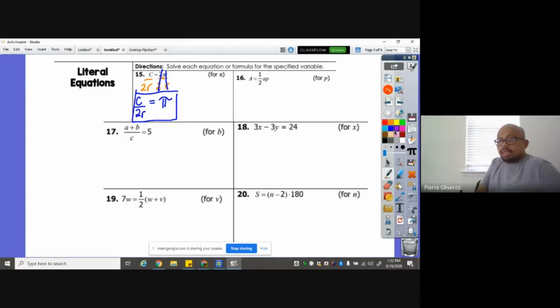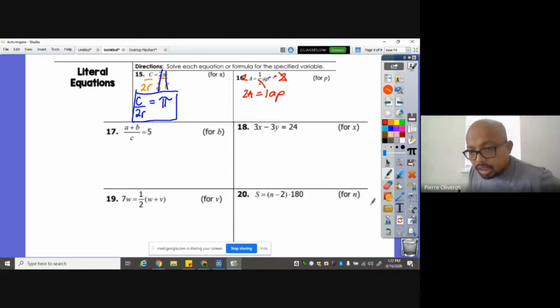Next, 16. A is equal to half of AP. So we're solving for P here. The P is right here. I would like to get rid of the fraction first, the 1/2. So what do I do? I told you a while ago, multiply it by 2 here and by 2. So this will be 2a is equal to, this cancels out, and I have 1AP. Remember, 1 is invisible, so I can just remove that one and leave it as AP.